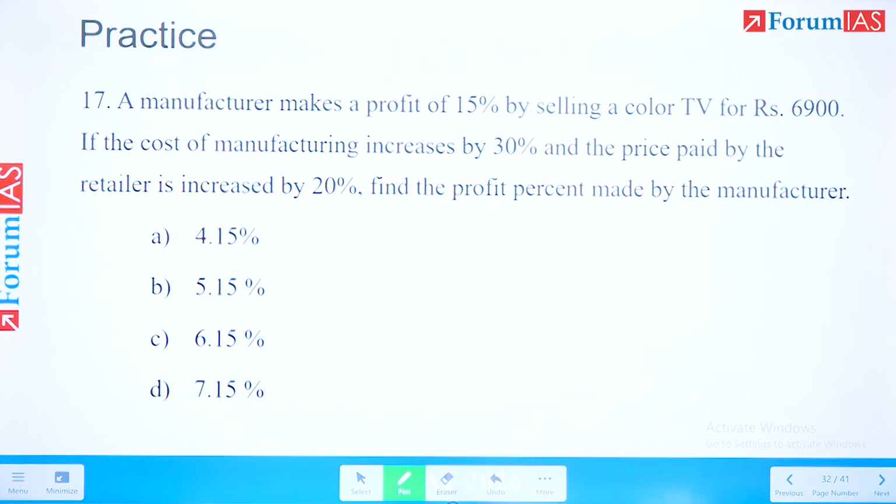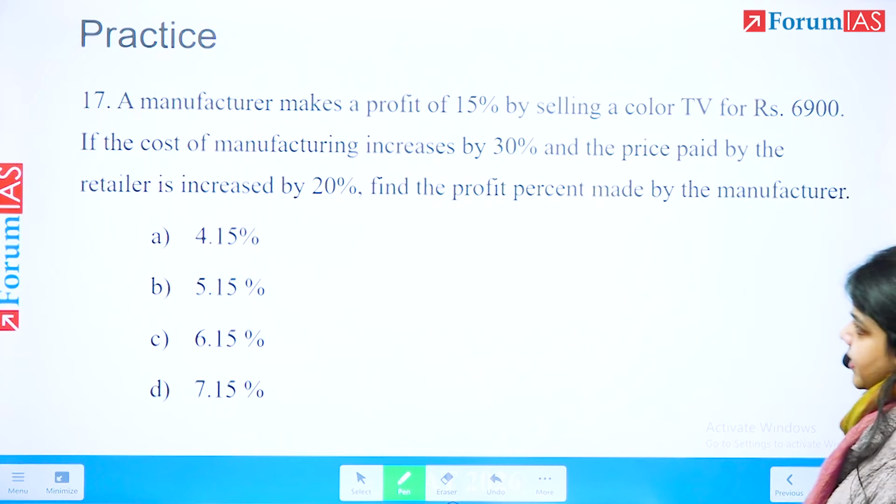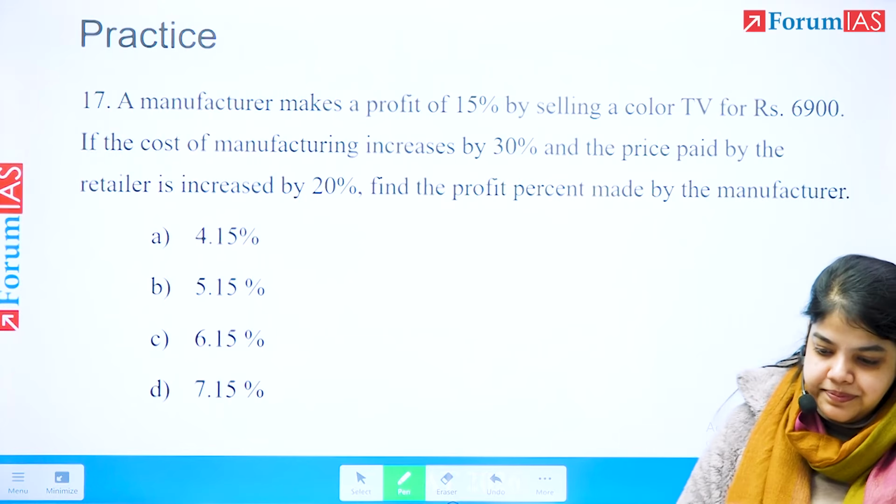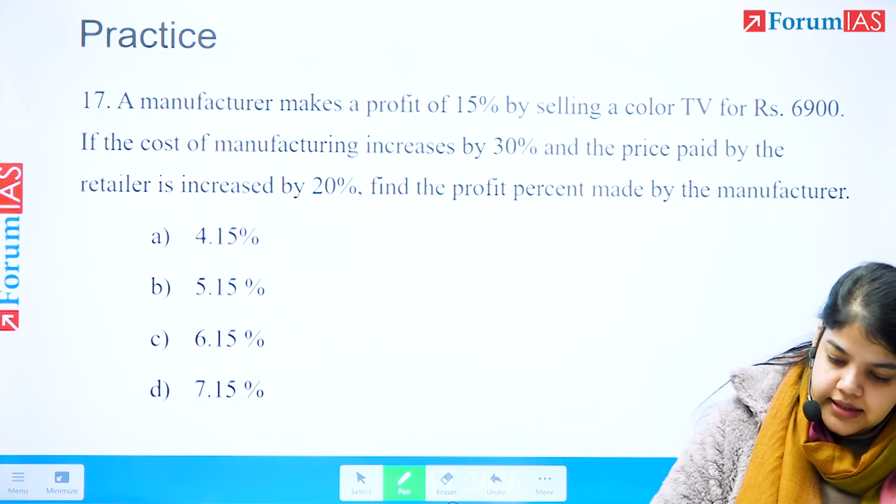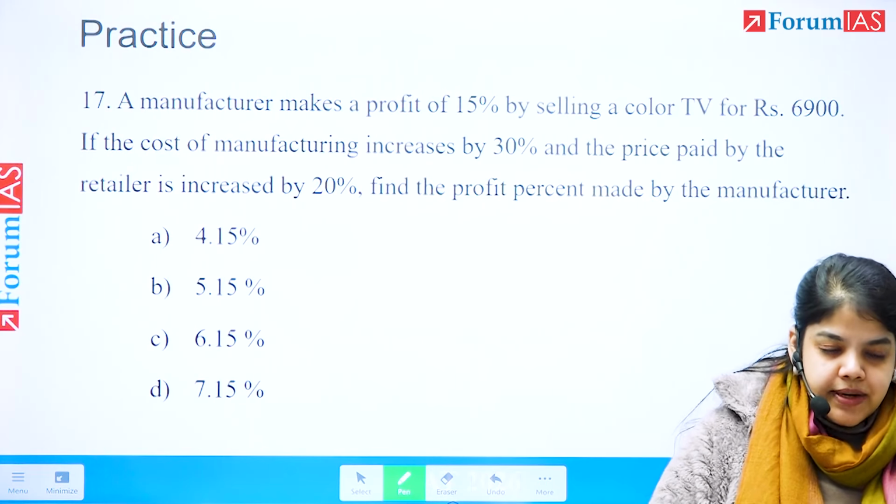Similar question. A manufacturer makes a profit of 15% by selling a color TV for 6,900. The cost of manufacturing has now increased, which means the cost price increased. You find the new cost price by 30%. And the price paid by the retailer also increased by 20%. Find the profit percentage made by the manufacturer. Find the new cost price first.